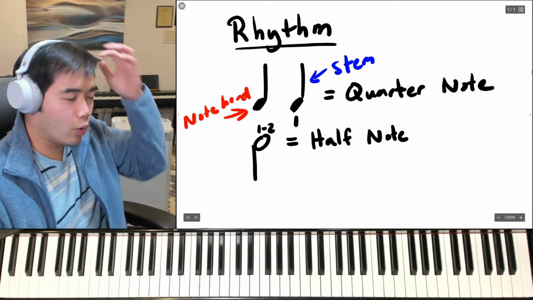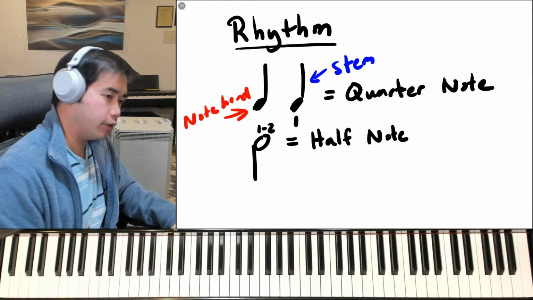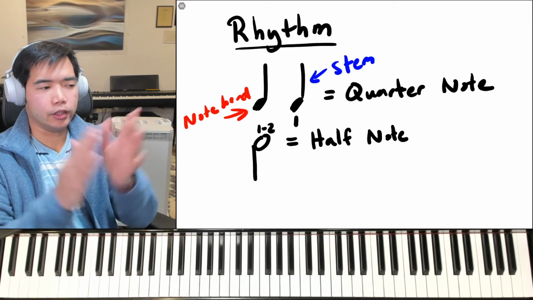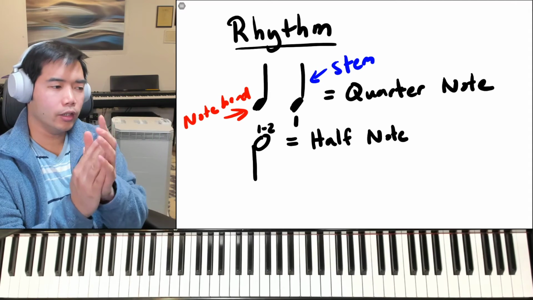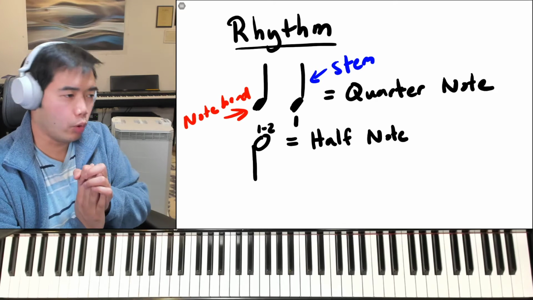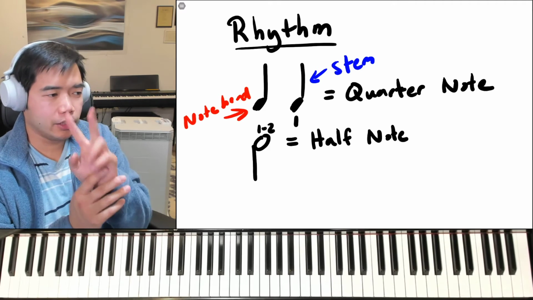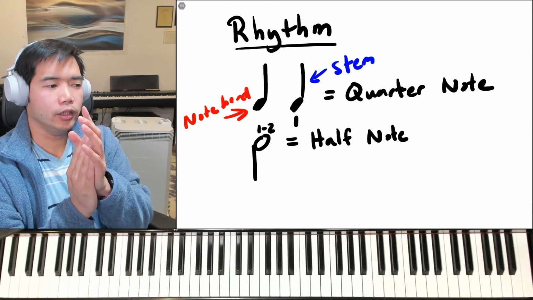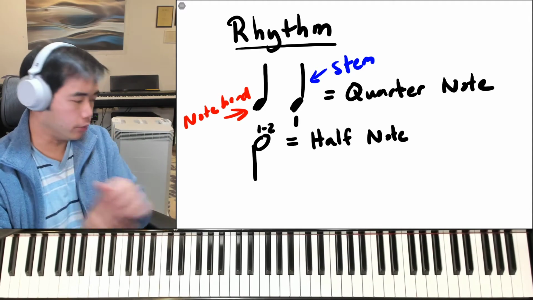So notice I wrote 1-2 over the half note. When we clap quarter notes, it's just going to sound like this: 1, 1, 1, 1. I just clapped 4 quarter notes. If we have half notes, they get 2 beats like this: 1, 2, 1, 2. So they're a little longer.